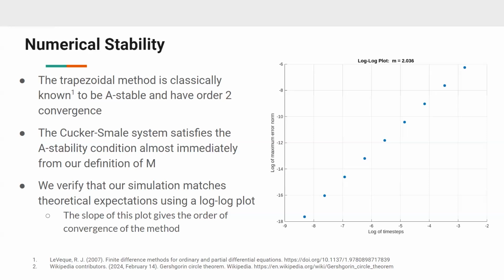In the deterministic case, the trapezoidal method is known to be A-stable. Basically, that's a condition to do with the system we're analyzing here, which our condition satisfies. And we have order 2 convergence, as exemplified by this log-log plot, where the slope of this plot tells us something about the convergence of our system. In particular, we converge quadratically as we decrease the time steps. So we get quadratically closer and closer to the actual solution as I make my time steps smaller and smaller.